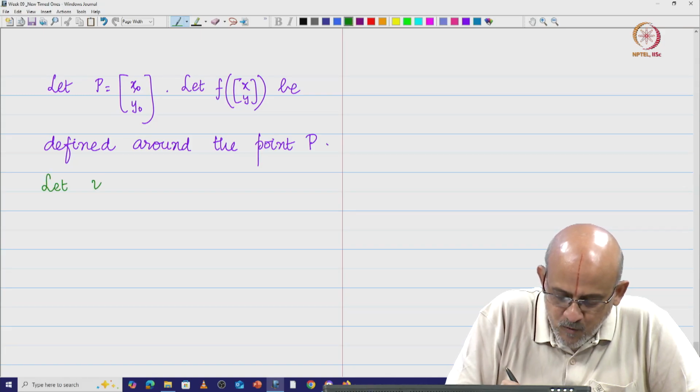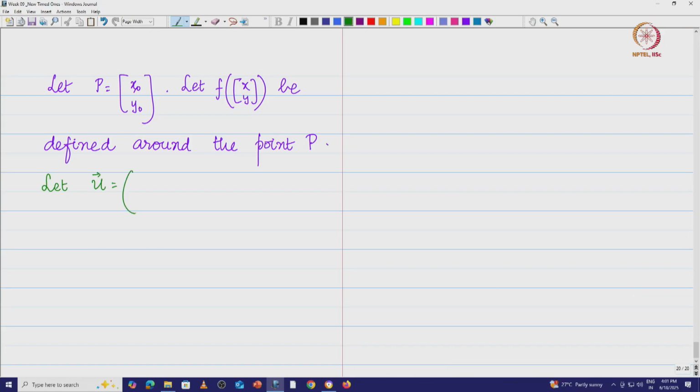Let u equal to, say, u1 u2 be a unit vector. Okay. Now what are we going to do? I want to find out the slope of the function, or the rate of change of that function, standing at that point x naught y naught, but looking in the direction of u1 u2.